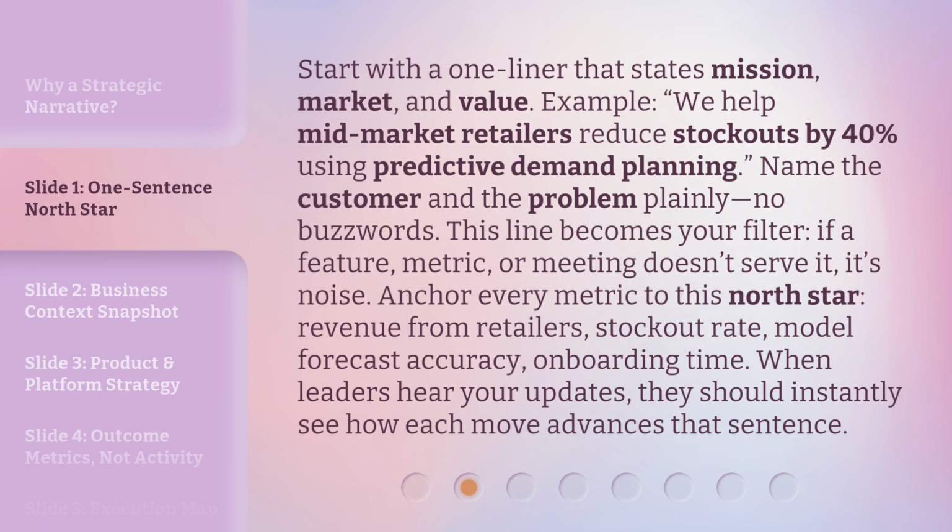Start with a one-liner that states mission, market, and value. Example: we help mid-market retailers reduce stockouts by 40% using predictive demand planning. Name the customer and the problem plainly, no buzzwords. This line becomes your filter. If a feature, metric, or meeting doesn't serve it, it's noise.